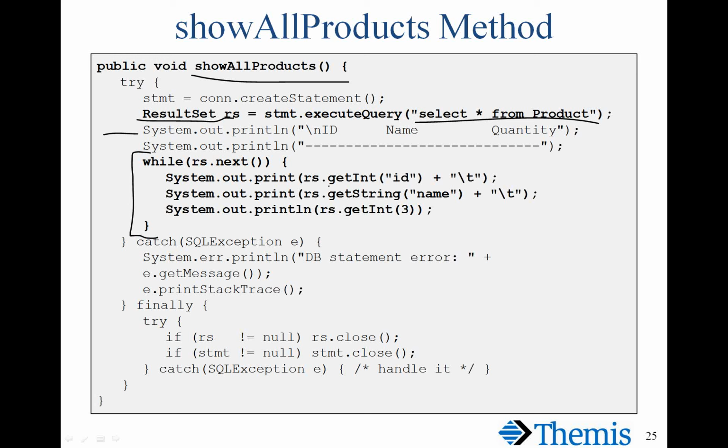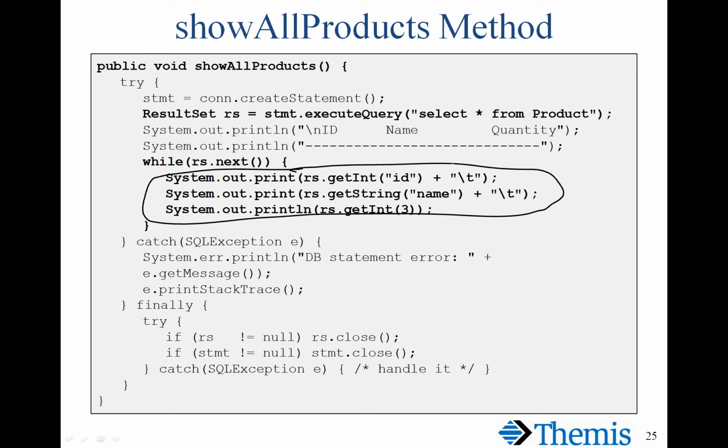Then we go through and get the int from the column named ID. We don't see the column names here, but we have ID. And then we get the string from the column called name. And then we get another int from the third column, whose name might be quantity or quantity on hand or something like that. So this produces the row of output where each column value is separated by a tab character, and each row is separated by a new line character using the print line statement.